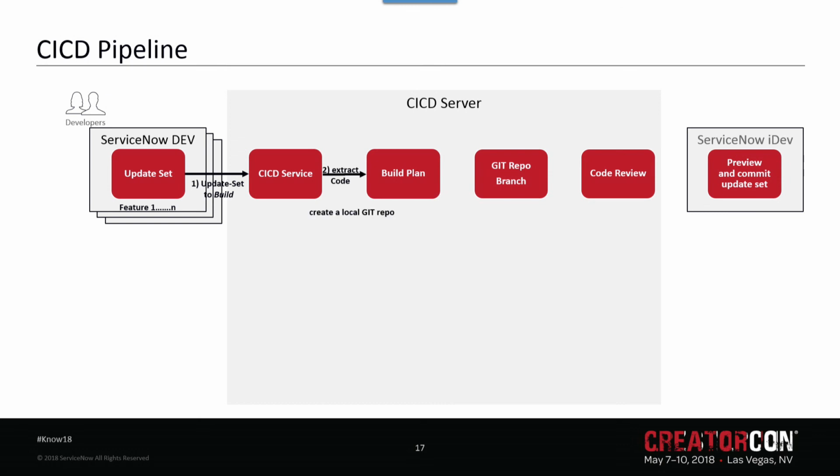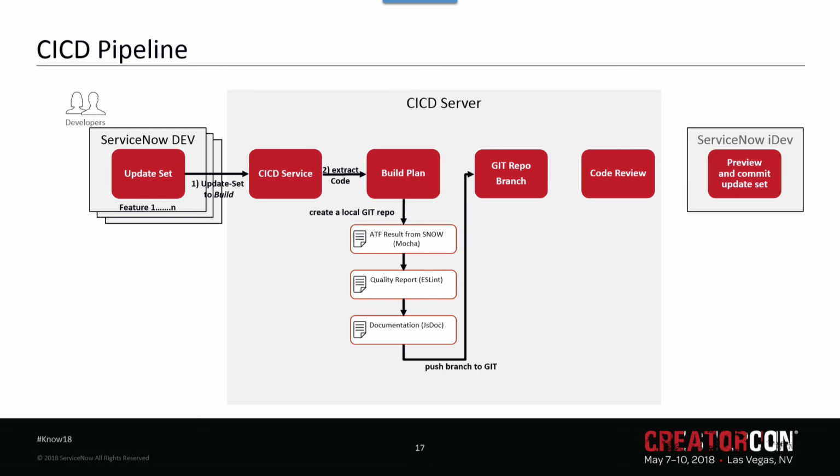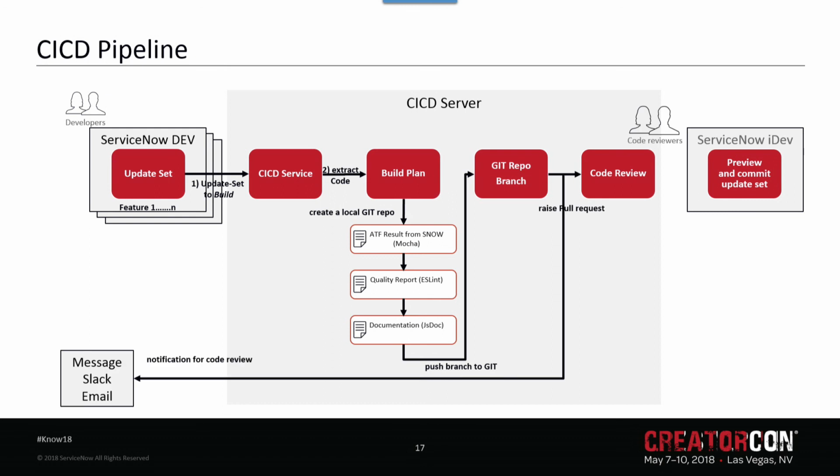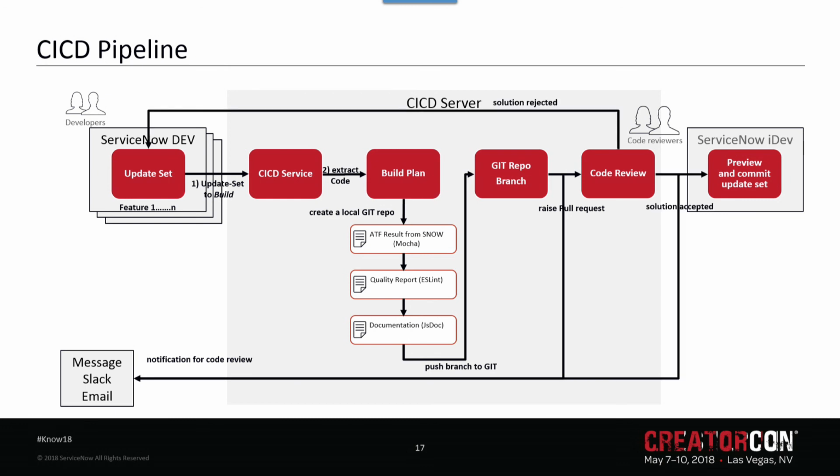Now, as you saw, it will go and extract the code, create the local Git repository, and then run the ATF test in ServiceNow, run quality control, document the code, and then when everything is green, it will push this to the Git repository, which will then trigger the pull request, which then would send a message, email, Slack. Someone reviews the code. When you're happy with it, we deploy it. That's it. That's the whole pipeline in one screen.